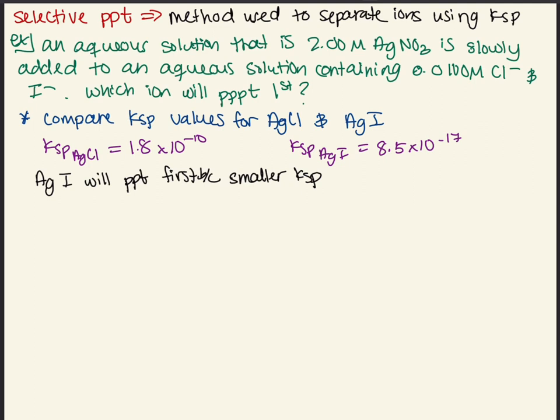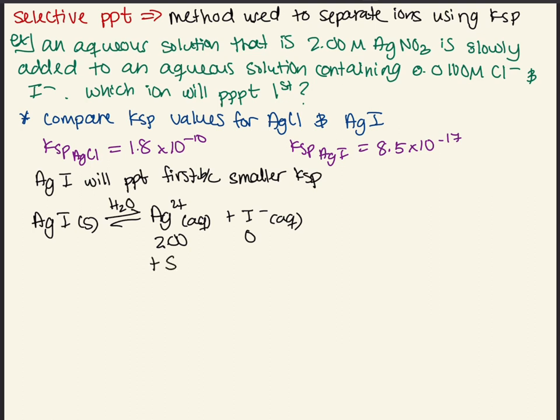So I can set up my RICE tables. And something you need to keep in mind is we have a starting concentration of our silver. It is 2 molar. We don't have a starting concentration of our iodide quite yet. We have to see what the minimum concentration is in order to see when it will start precipitating. So this is going to be plus S. So at equilibrium, this is going to be 2 plus S and S.